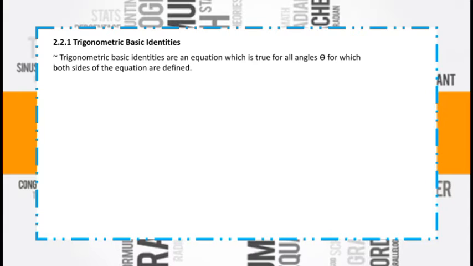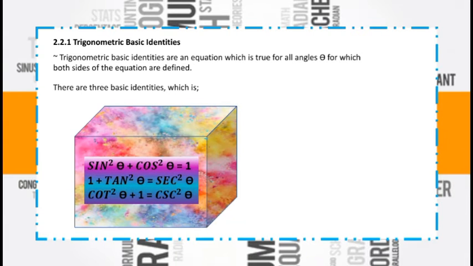Trigonometric basic identities are equations which are true for all angles for which both sides of the equation are defined. There are three basic identities. The first is sin square plus cos square equals 1. The second, 1 plus tan square equals sec square. The third is 1 plus cot square equals cosec square.